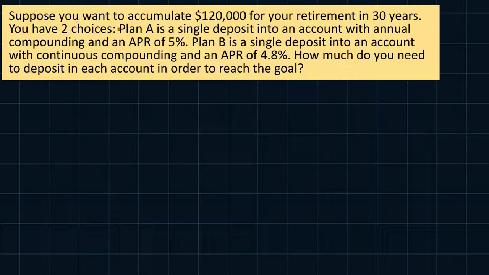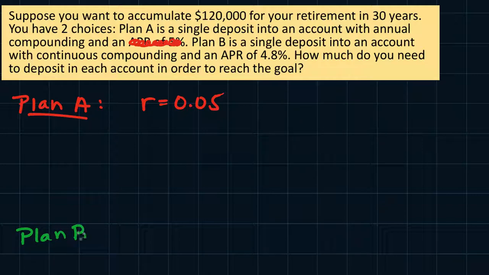Okay, so let's see the differences between these two banks. Here I'm going to do Plan A in red. So Plan A is a single deposit with APR, so R is 0.05. Let's cross out things that we write down. Plan B, let's do Plan B in green. It's a single deposit with continuous compounding, APR 4.8%. So let's write 0.048 for our APR.